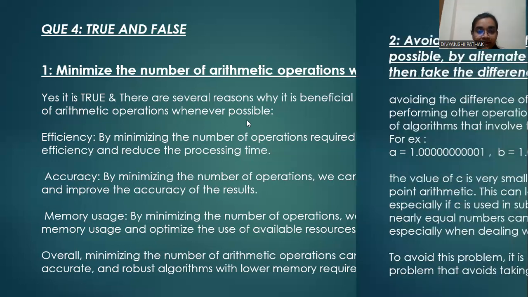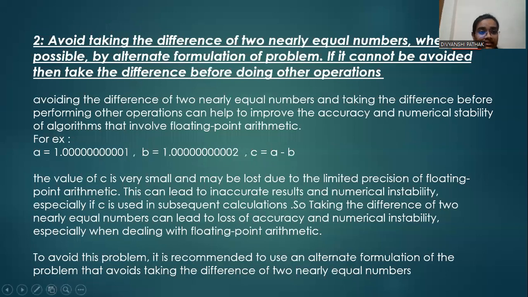Now let's move towards the next question. The second question says: avoid taking the difference of two nearly equal numbers whenever possible by alternate formulation of the problem. If it cannot be avoided, then take the difference before doing other operations. Yes, this statement is also true, because avoiding the difference of two nearly equal numbers, and taking the difference before performing the other operations, can help to improve the accuracy and numerical stability of the algorithm.